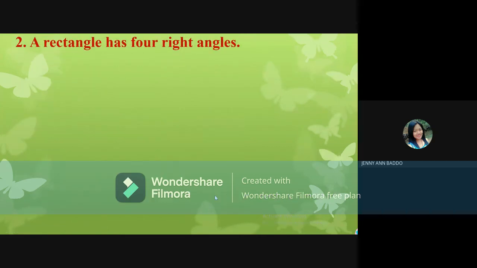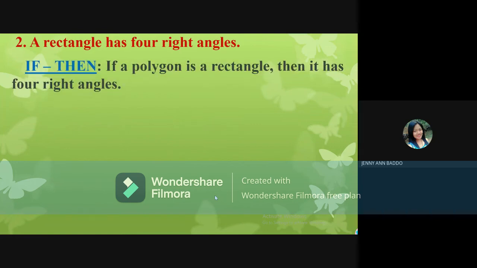Another example, a rectangle has four right angles. For the if-then statement, we may use if it is a rectangle, so we may use the word it, or we can describe what that rectangle is. So we may use a polygon, a shape, or a figure, anything that describes a rectangle. So if a polygon is a rectangle, then it has four right angles.